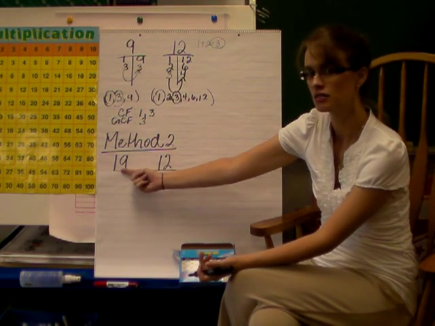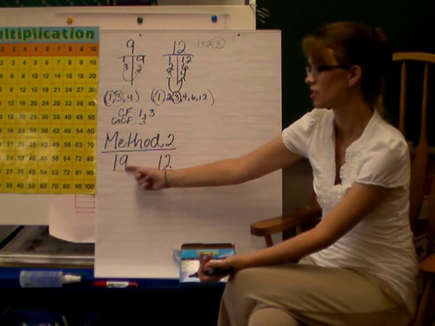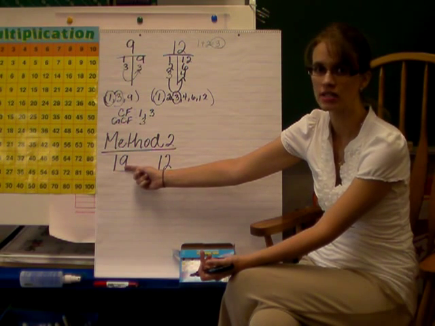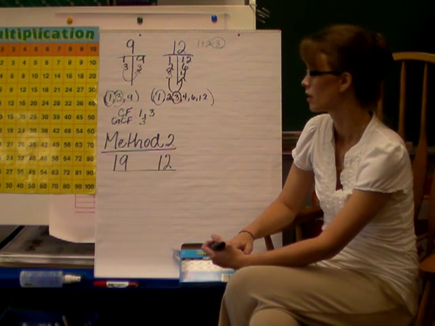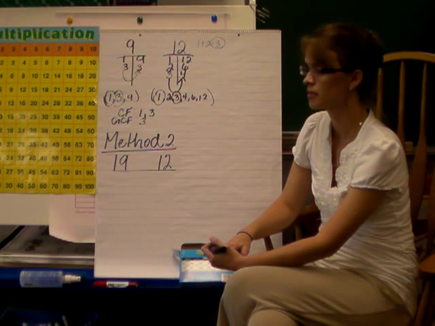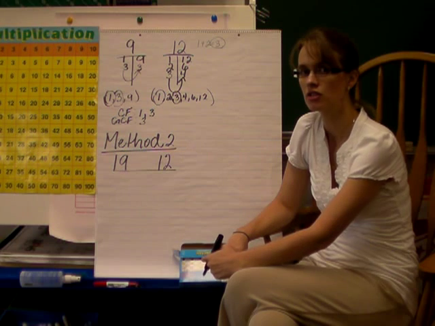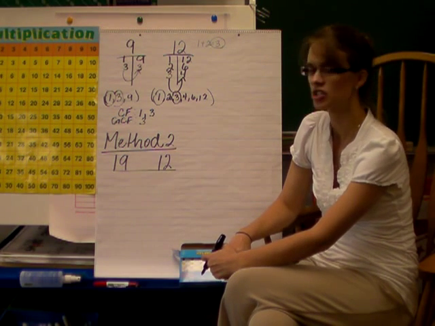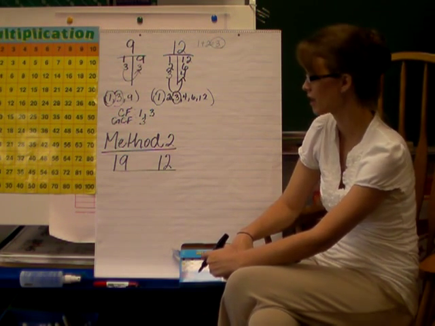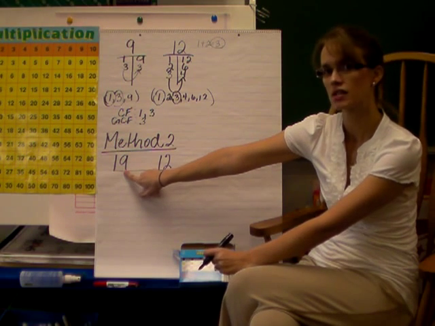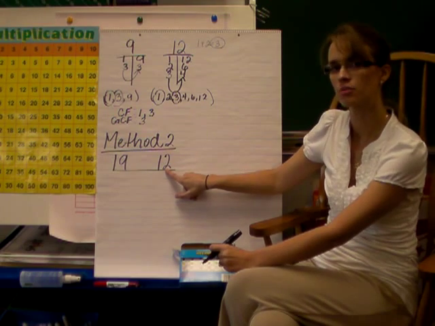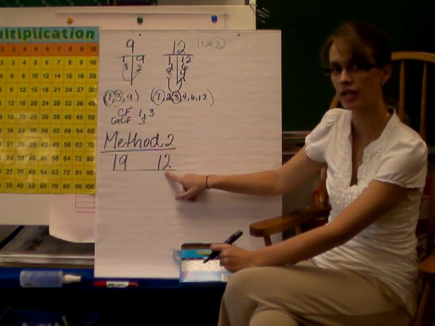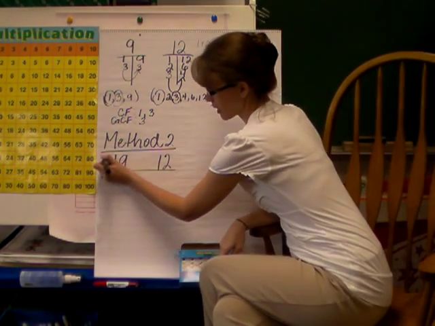9 is odd, 12 is even. So I know I can't divide by 2 because this is an odd number. But I do know that in order for 3 to be a factor, the sum of the digits has to be 3, 6, or 9. Well, the sum of these digits is 9, so that works. The sum of the digits for the number 12, 1 plus 2 is 3, so that works too. I know I can divide by 3.